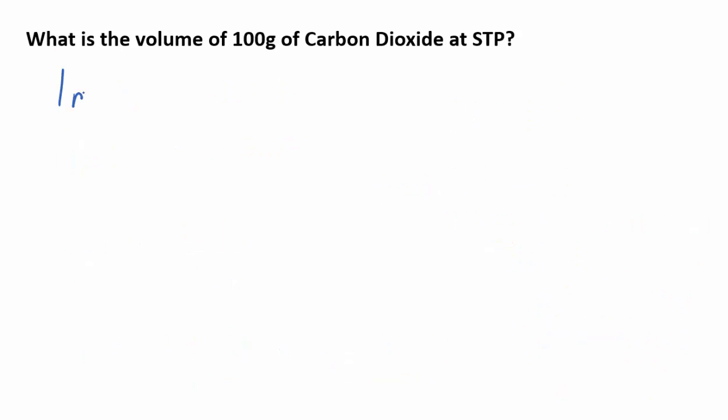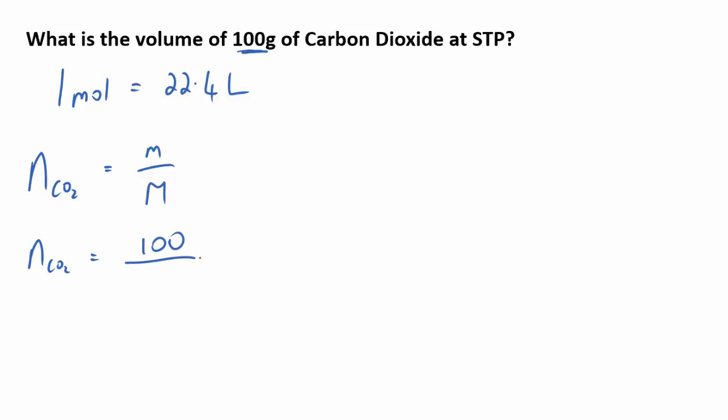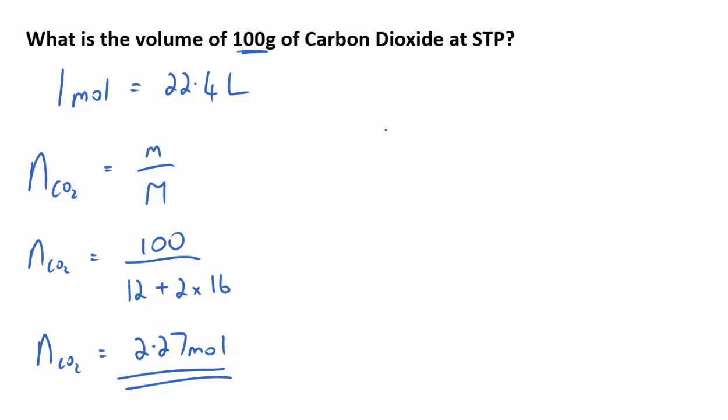Let's try another question. This time we've got 100 grams of carbon dioxide at STP. What's the volume? Again, we know 1 mole is 22.4 litres. We know moles. So we've got 100 grams. We need to convert this to moles first so that we can do the conversion. So we use the formula n = m/M, the mass we have on the molar mass. So the moles of carbon dioxide will be the 100 divided by carbon's 12, oxygen's 16, there's 2 of them. And we'll end up with the moles of carbon dioxide being 2.27.